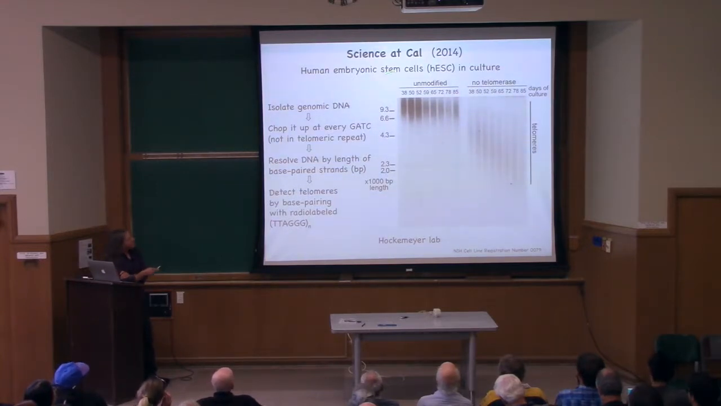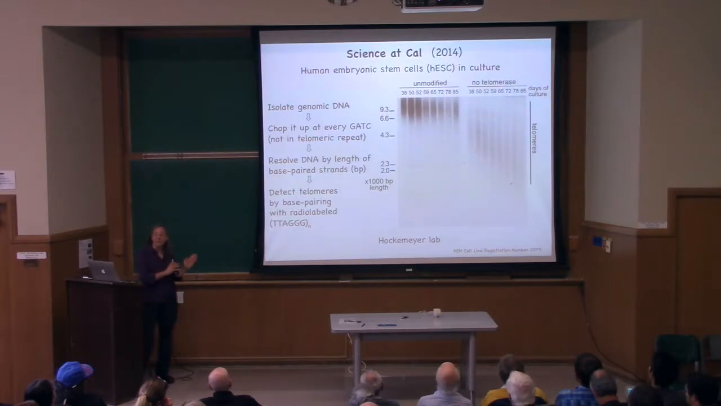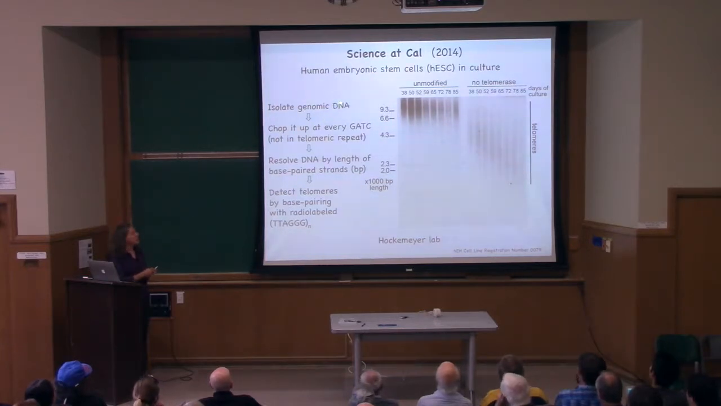These are human embryonic stem cells, or ES cells, in culture, and they can be grown. I'm showing you an experiment here to end this cellular proliferation session. You can take these cells and isolate their genomic DNA. And if you chop that genomic DNA up into smithereens by cutting, for example, at every GATC, most of the genomic DNA has GATC frequently.